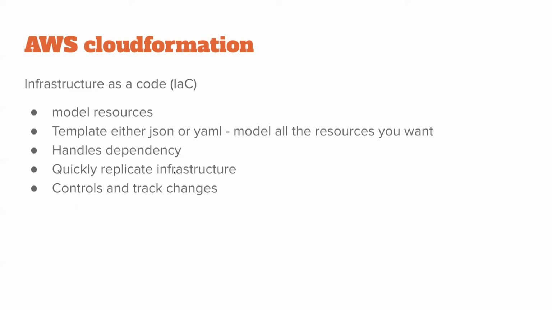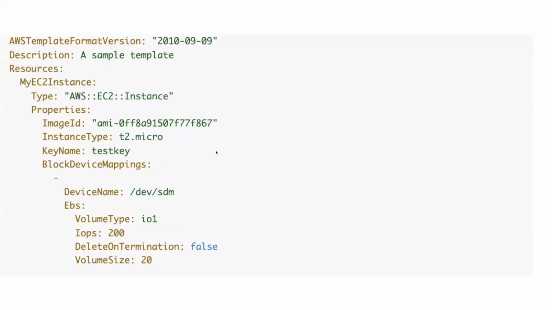You handle dependency. You can quickly bring up and bring down an infrastructure, and it controls and tracks changes in your infrastructure. I know that doesn't make sense yet, but this is what a sample CloudFormation template looks like. I'm going to go in there and play with CloudFormation a little bit so you see the magic. As you see, the template format version is always going to be the same, this date. You see a description, just a basic description, so you can put anything in here. And then you see resources.